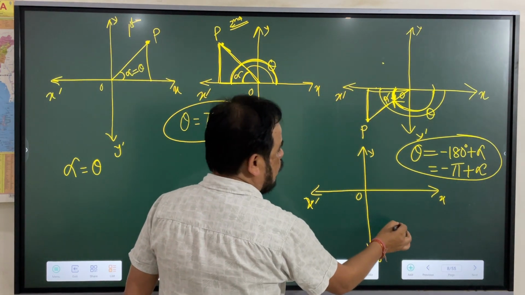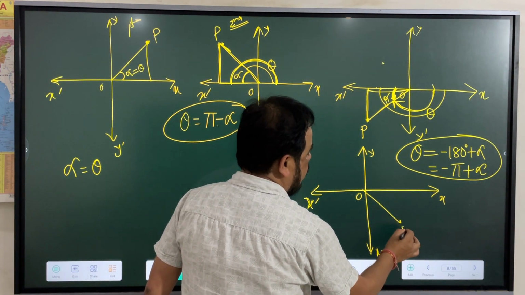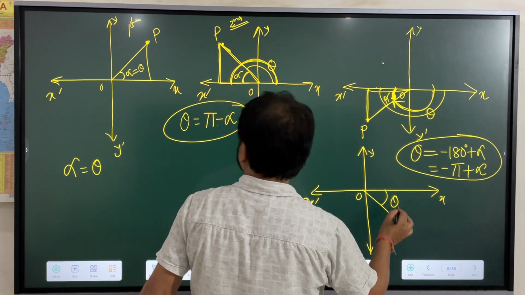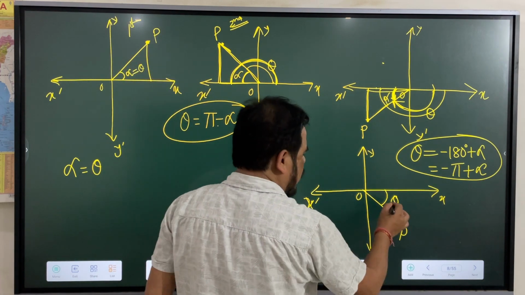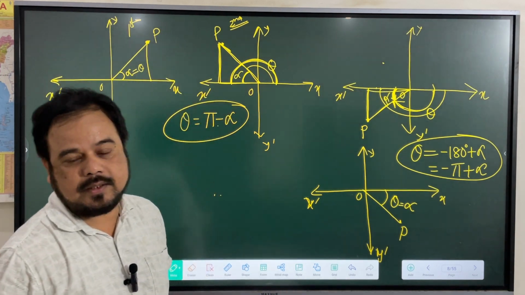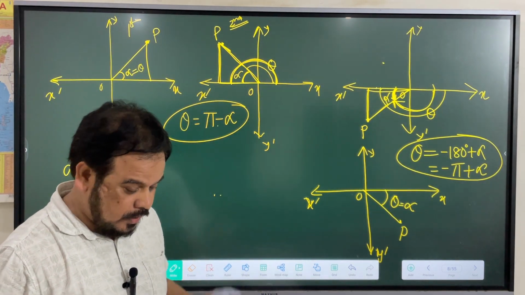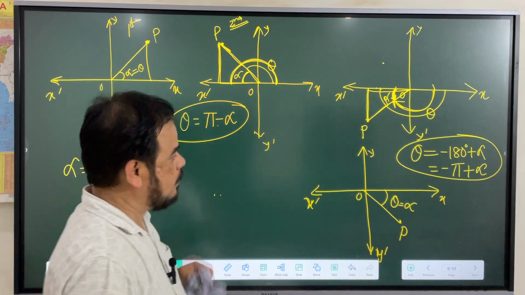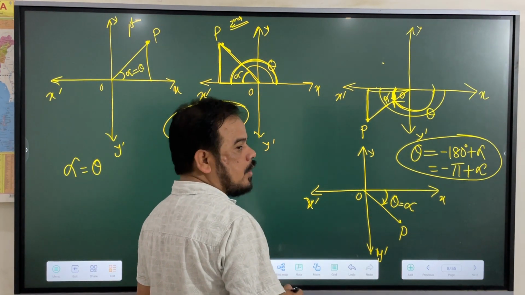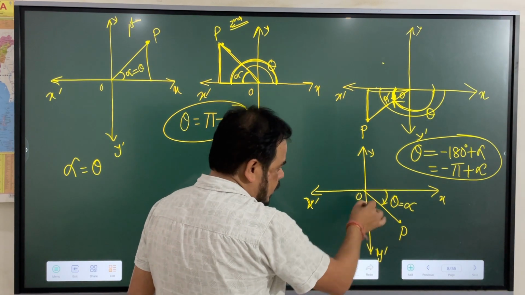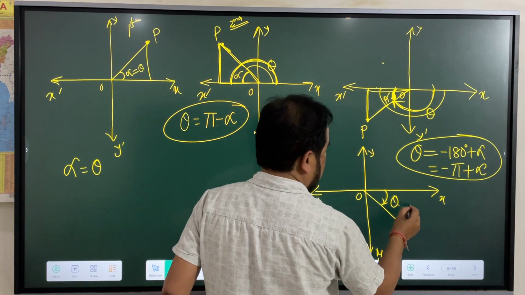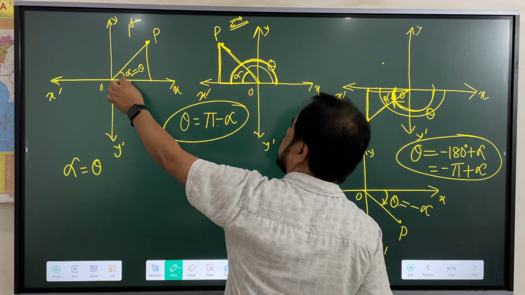Third quadrant finished. Now fourth quadrant. This is easy only. P, this one is theta. In first quadrant, alpha and theta are equal. Here also, if it is 30 degree, alpha is also 30 degree. But, here is but. Why is there but? Because movement is clockwise, this side. So theta will be equal to minus alpha.